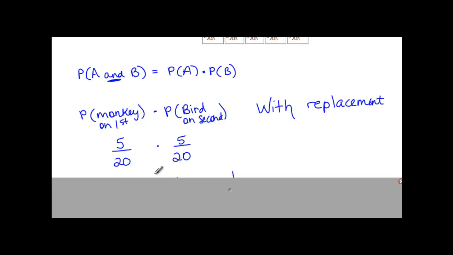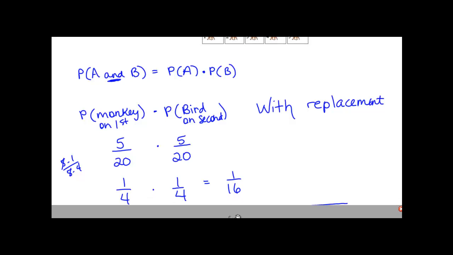Now to multiply, we would simplify those fractions. There is a common factor of 5 both in the numerator and the denominator. So 5 times 1 over 5 times 4, I could cancel out the 5 and I'd be left with 1/4 times, this fraction also reduces to 1/4, which would give me 1/16.